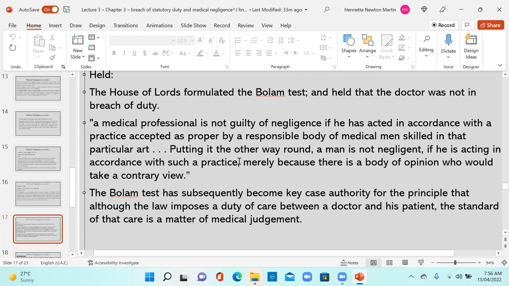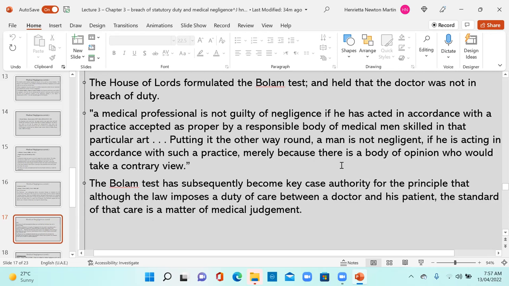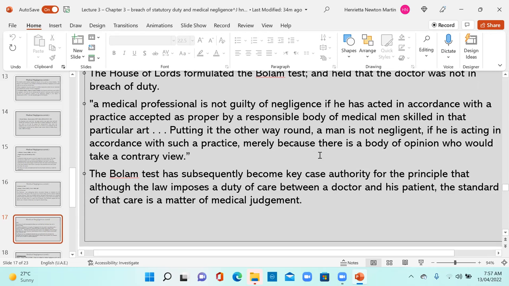So the Bolam test became a key case authority for this principle: although the law imposes a duty of care between the doctor and his patient, the standard of care also should be taken into consideration as a matter for medical judgment, or in matters of medical negligence. So the court also has to consider the Bolam test. The Bolam test means taking into consideration the standard of care that is expected, whether the doctor exercised that standard of care or not. So that is the Bolam test.